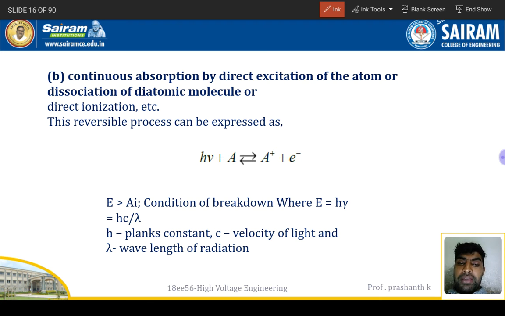A reversible process, A plus electron. So E is always greater than the ionization energy, the condition of breakdown, where E is hν, h being Planck's constant. E = hν = hc/λ. Here h is Planck's constant, c is the velocity of light, and λ is the wavelength of radiation.